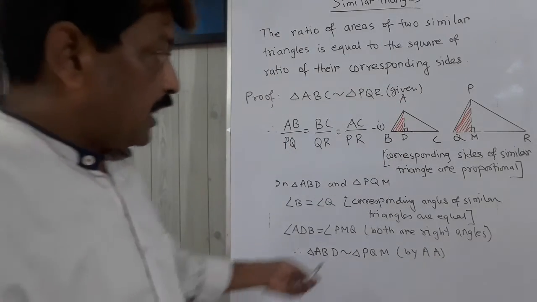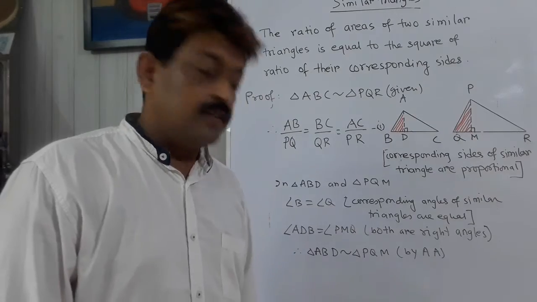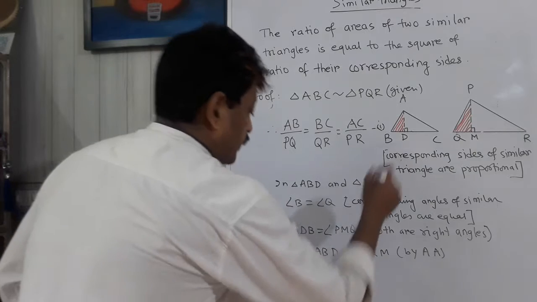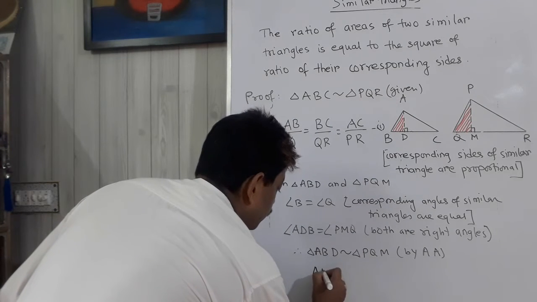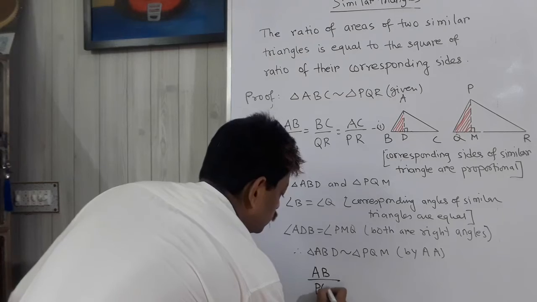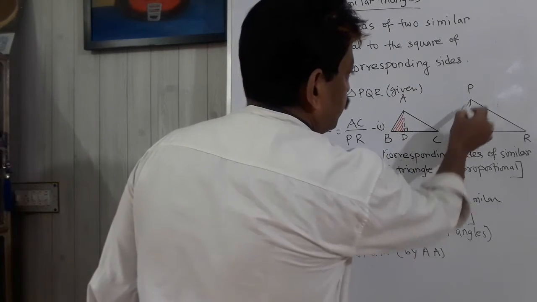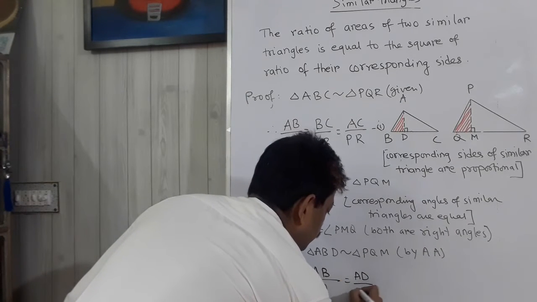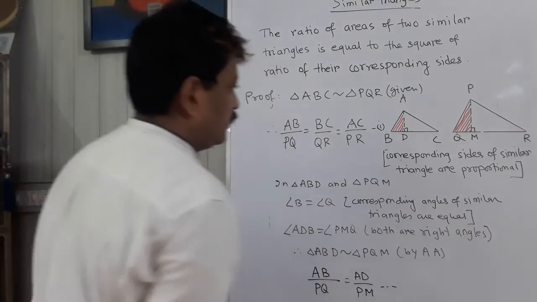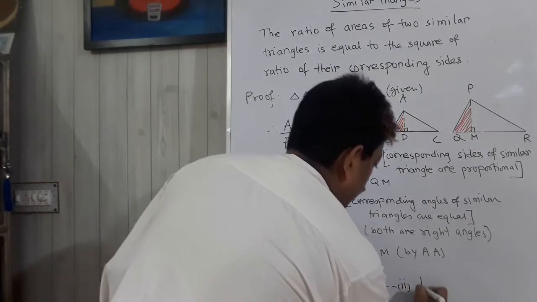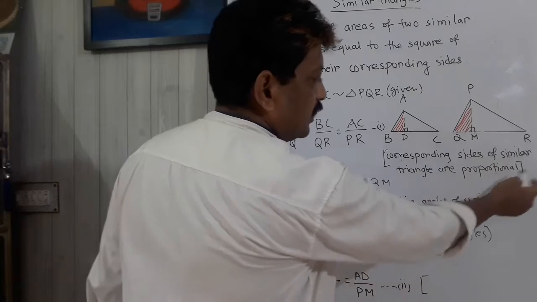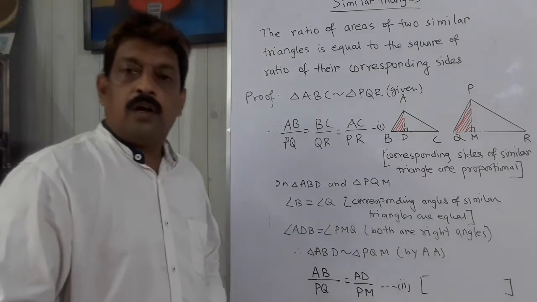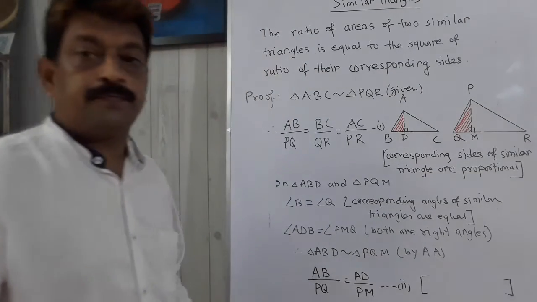Understood? Now, if two triangles are similar, then their corresponding sides are proportional. So we can write AB upon PQ equals to AD upon PM. This will be equation number 2, and reason will be same. Corresponding sides of similar triangles are proportional. We have to write down the same reason. Understood? So this is equation number 2.